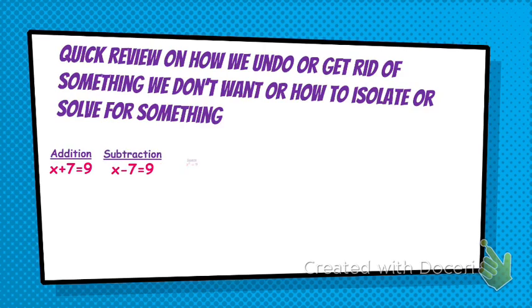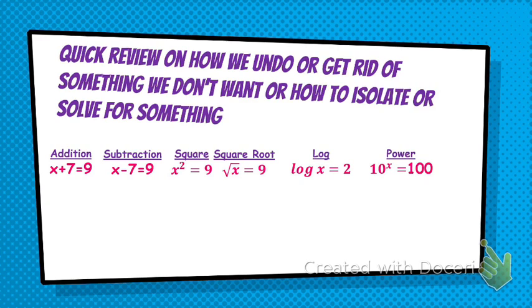Here I have some problems that all of us should be able to do, at least the first four, and we should be able to do the last two as well. Let's just talk about what we're doing here, to illustrate a point. Here we have x plus 7 equals 9, just a basic one-step equation. How would I undo that? I would subtract 7 from both sides, and I would get x equals 2. Notice I'm doing the opposite operation of addition, and I'm showing it on both sides of the equation.